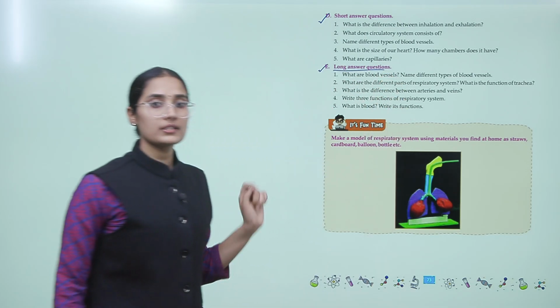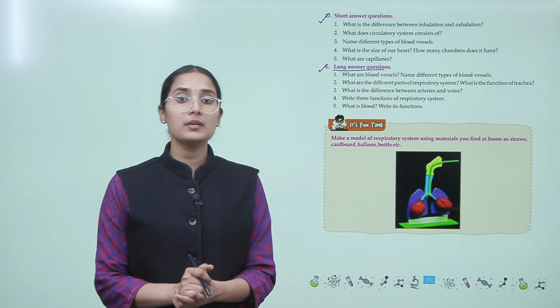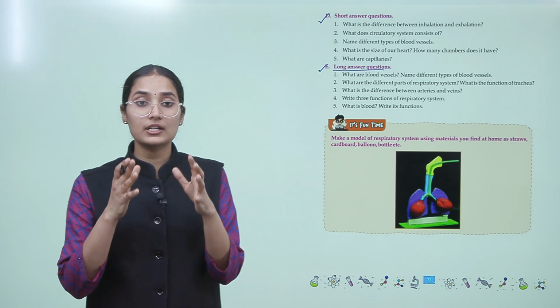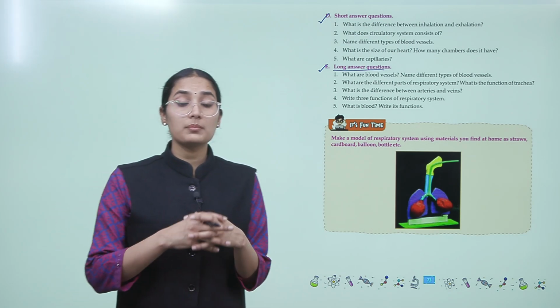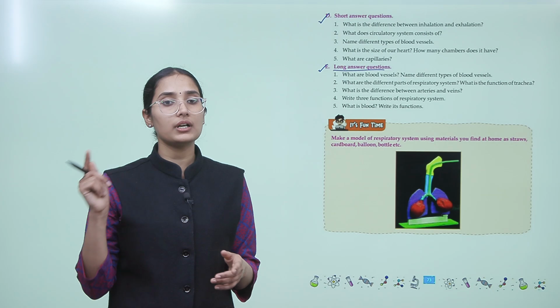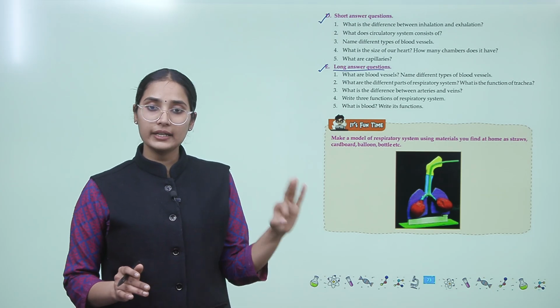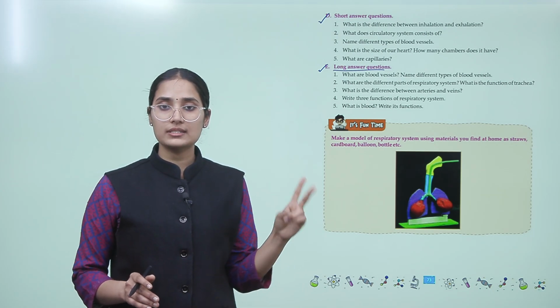Next question is a long answer question. What are blood vessels? Name different types of blood vessels. So blood vessels are those tubes through which the blood flows through the heart and to the other parts of the body. So we have 3 kinds of blood vessels: the arteries, veins and the capillaries.